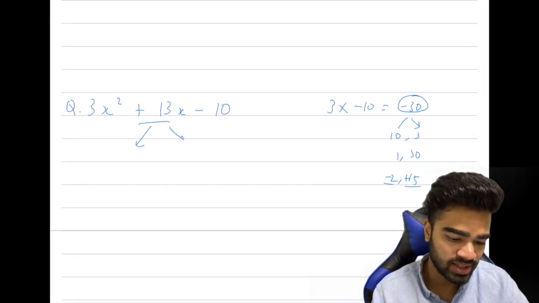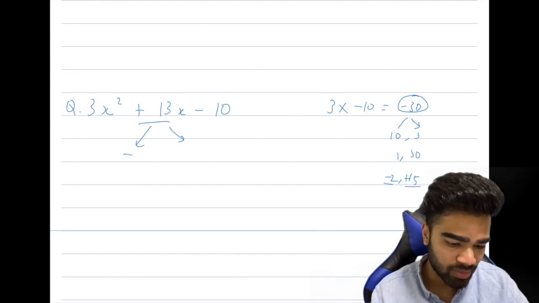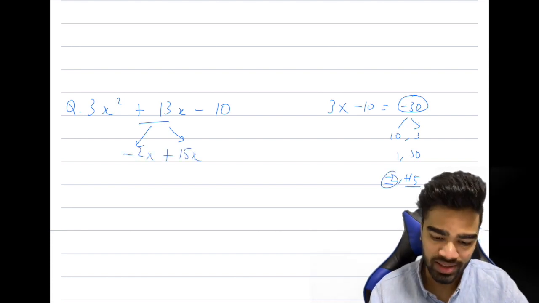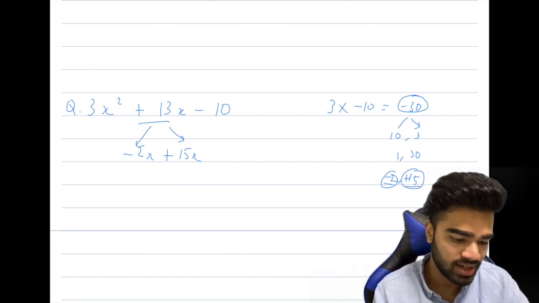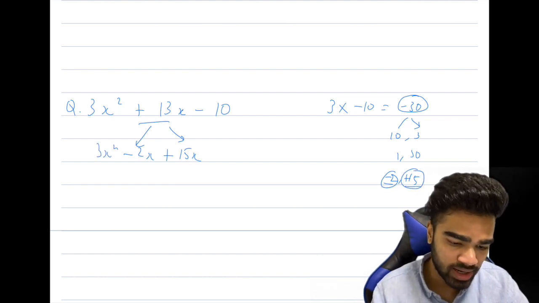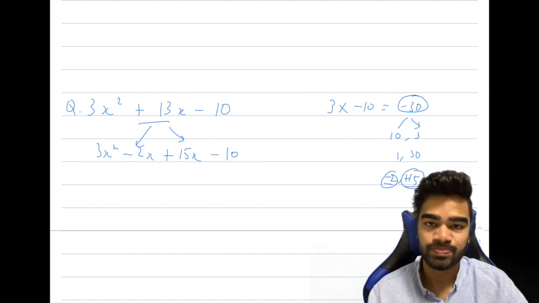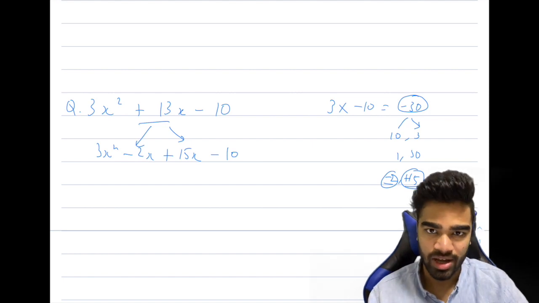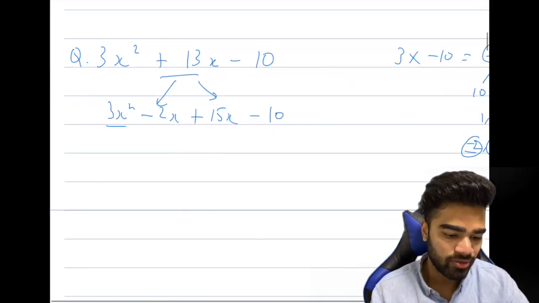Now, we're going to split this up into its two factors. So it's minus 2x plus 15x, right? So again, this factor x and this factor x, and bring everything else down. 3x squared minus 10. All right, so I hope you understand. Let's keep going.